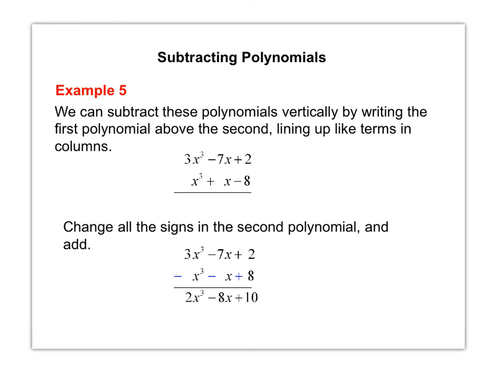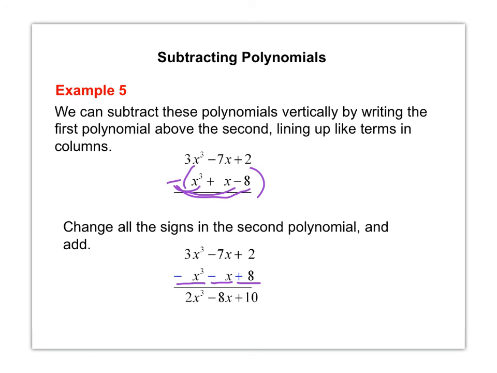We can subtract polynomials vertically by writing the first polynomial above the second, lining up the terms in the columns. We have 3x cubed minus 7x plus 2 and x cubed minus 8x minus 8. Now we are subtracting the entire quantity. So we're subtracting the x cubed, so we write it as a minus x cubed. We're subtracting the plus x, so we're writing it as a minus x, and we're subtracting the negative 8, so we're writing that as a plus 8.